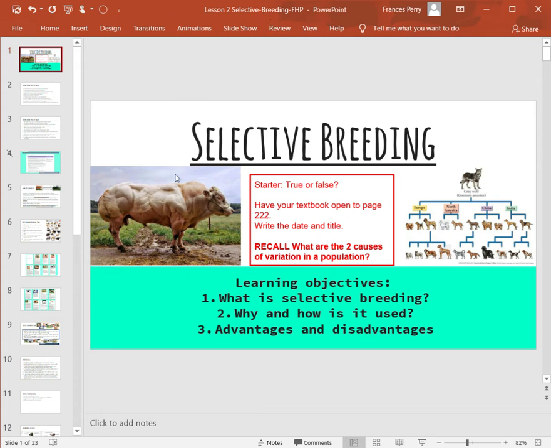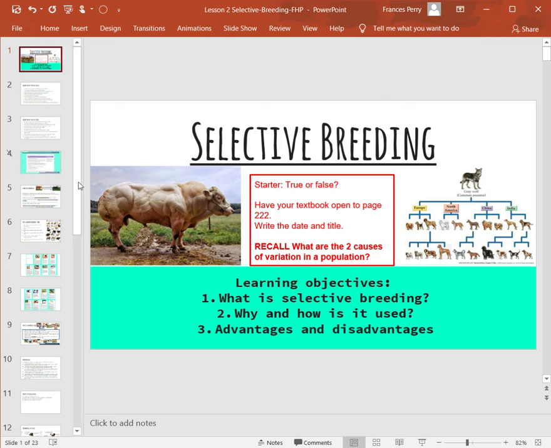Good morning. Following on from what we did yesterday when we were talking about variation, appreciating that not all members of a population are the same. They are different in various subtle ways. We're looking at page 222 this morning on selective breeding, and again, this is a topic that you'd have touched on in the second year.